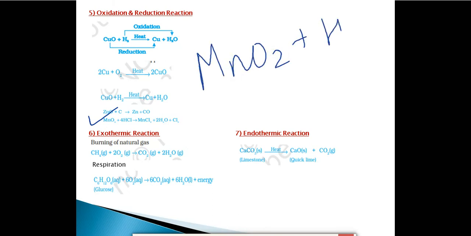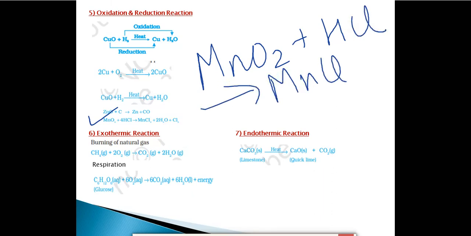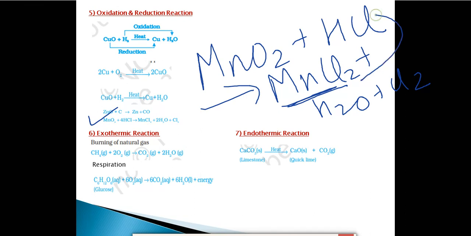Next is manganese dioxide, MnO2, plus HCl. We are getting products called MnCl2 plus H2O plus Cl2. In this reaction, you can see that oxygen is removed from manganese and it is forming manganese chloride. So reduction is occurring for manganese, and in HCl, chlorine is removed and oxygen is added, so we are getting water, H2O. So in this, oxidation is also occurring. So this is also an example of a redox reaction. The best example which you can learn for redox reaction is CuO plus H2 gives Cu plus H2O.